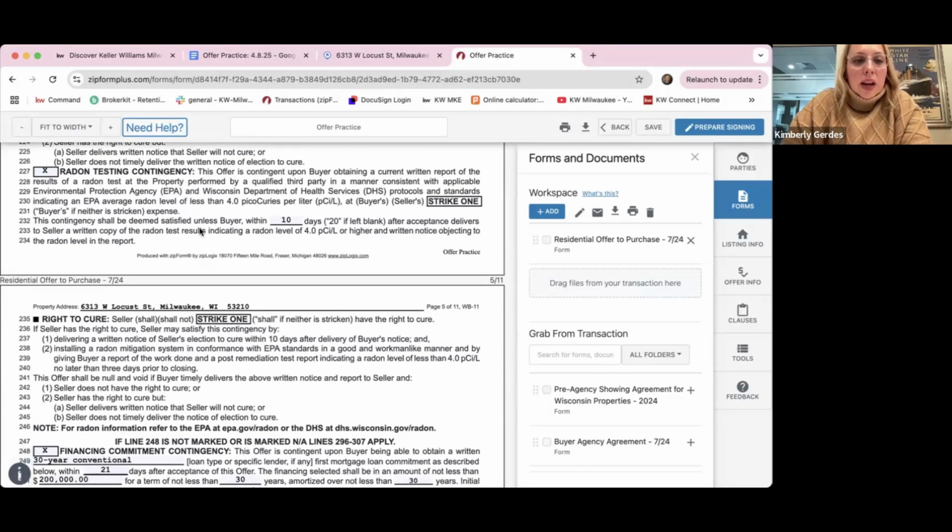Our buyer's also going to get a radon test. Most home inspectors can now do a radon test at the same time as the home inspection.